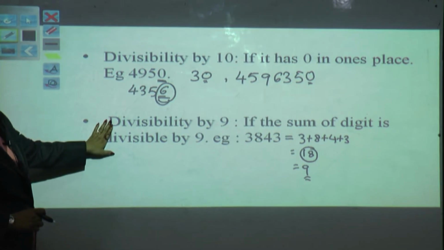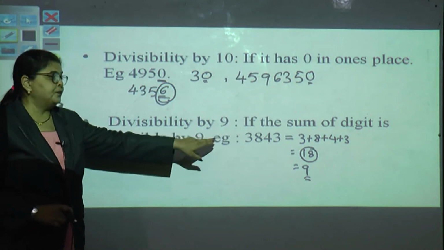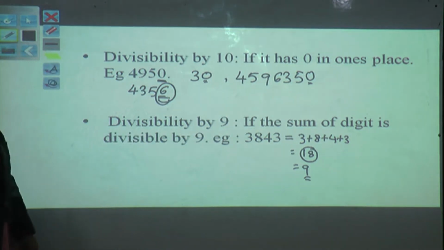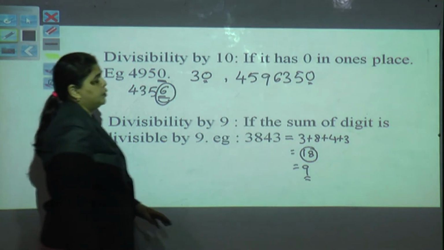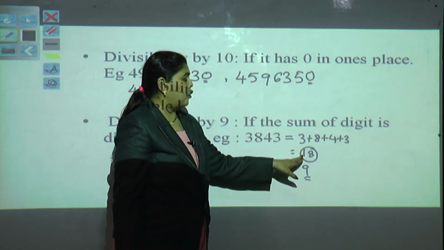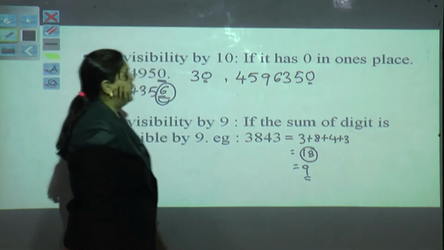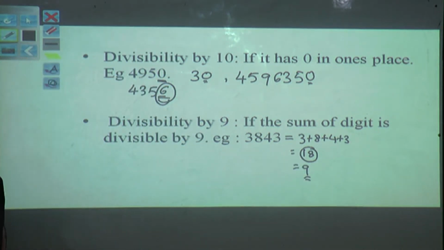And divisibility by 9 is the sum of the digits. I showed you that sum means nothing but addition of the digits, and we have to find that addition, the total. The sum is the word, the meaning is the same. So the total is 18, and 8 plus 1 is 9. So we can say that the given number is divisible by 9.